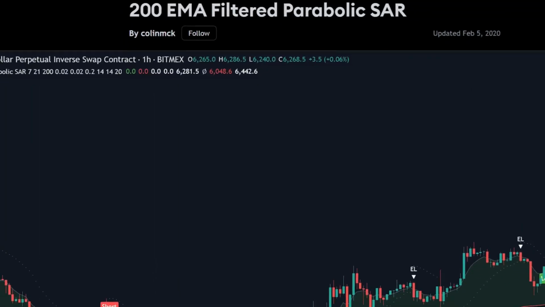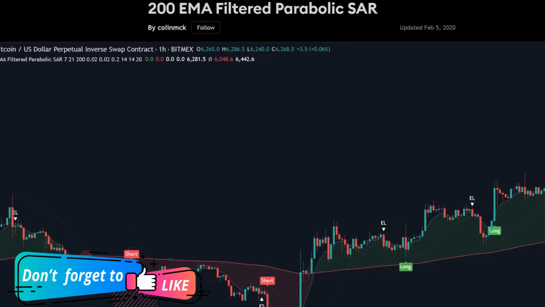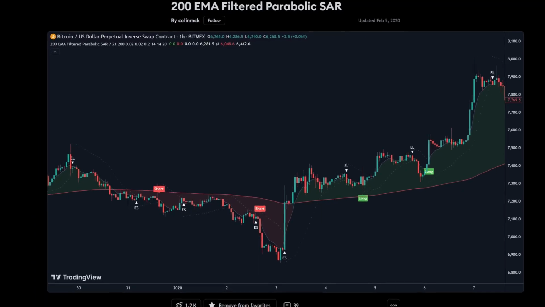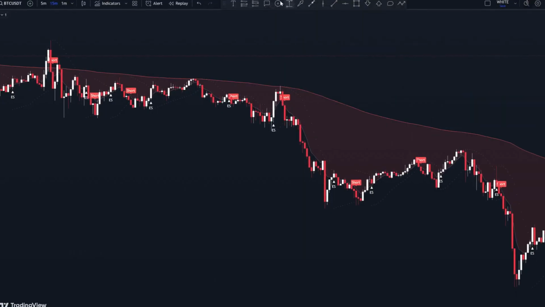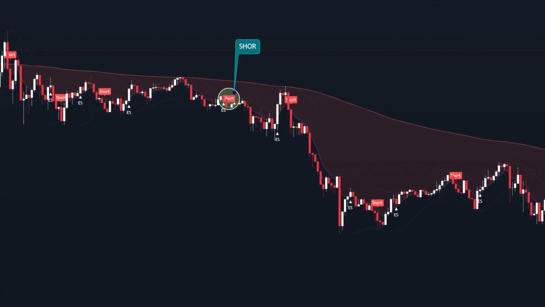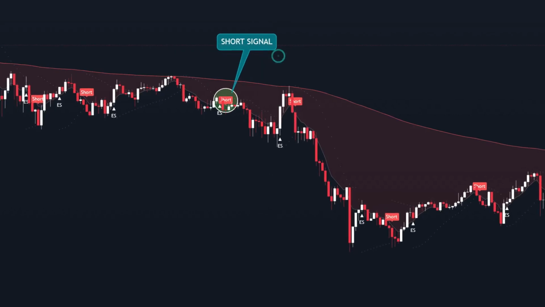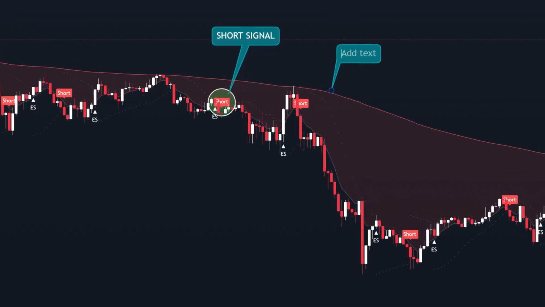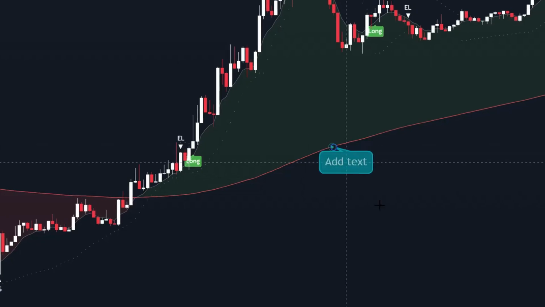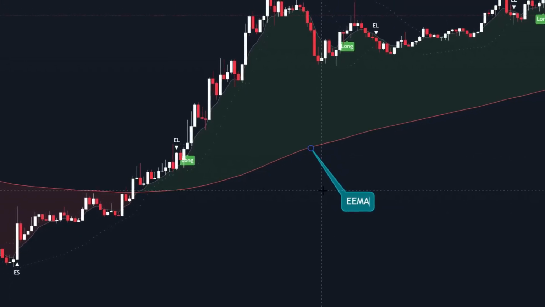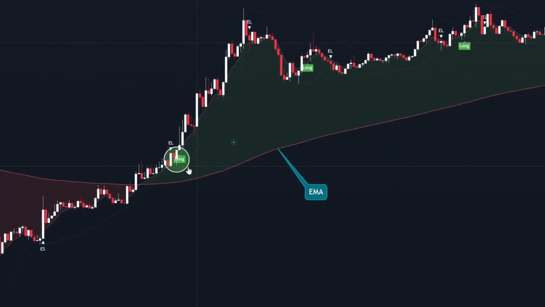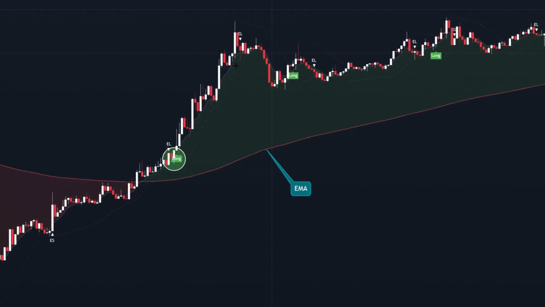This indicator uses parabolic SAR along with the 200 EMA to determine long and short trades. Working with an easy buy-sell indicator is a breeze. We simply take short signals when we are in a downtrend, meaning the signal candle is below the 200 EMA line. This ensures that we only trade in the direction of the market trend. And on the flip side, we only take long signals in an uptrend market, meaning the signal candle is above the 200 EMA line.